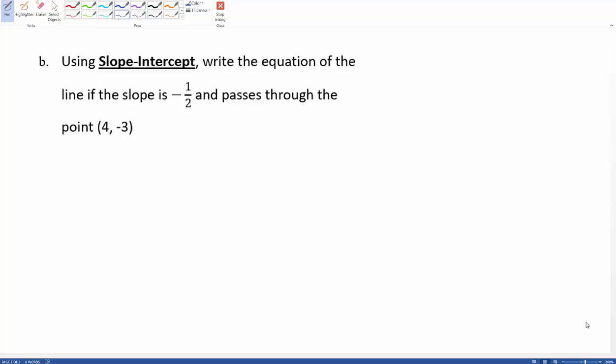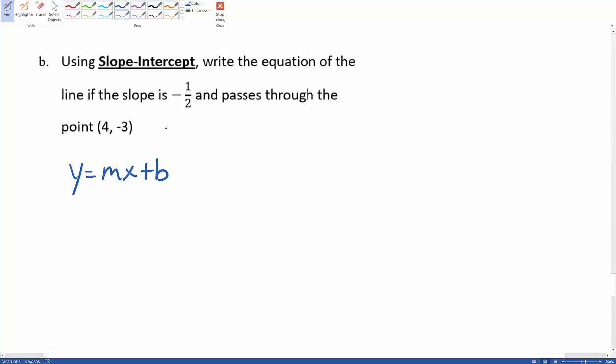Here we are at target 4b from our chapter 2 study guide. We're asked, using slope-intercept form, write the equation of the line with this corresponding slope, and it has to pass through this point, 4 comma negative 3. Now we know that slope-intercept is one of our most famed equations. It is y is equal to mx plus b.